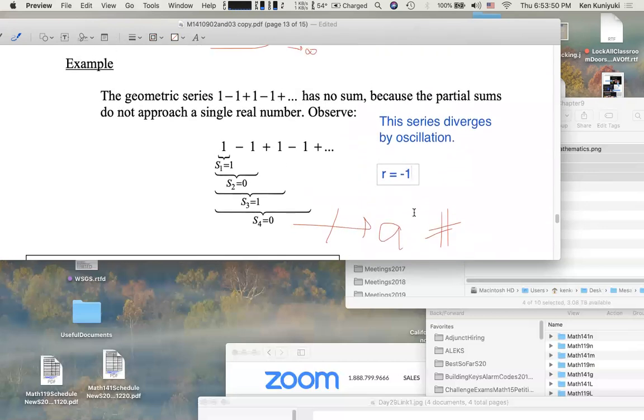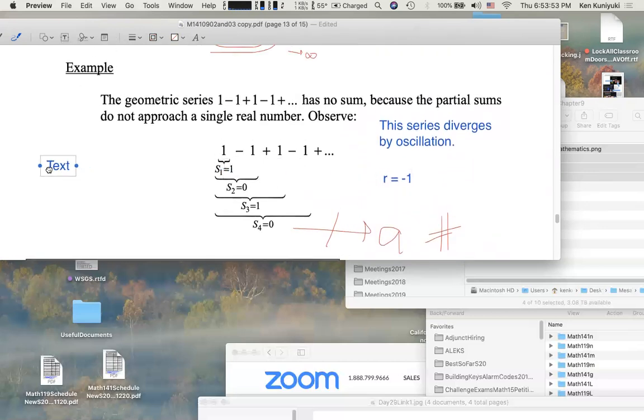By the way, what happens if r equals +1? I don't know if I have an example like that, but what if we had 7 plus 7 plus 7 plus 7 plus 7 plus 7, and so forth? Here, the common ratio is 1, right? But wait, are the partial sums going to approach a finite number? See, 7, 14, 21. The multiples of 7 are not going to approach a number. You're going to diverge to infinity once again. So once again, this series diverges to infinity. And what was the common ratio? It was 1.